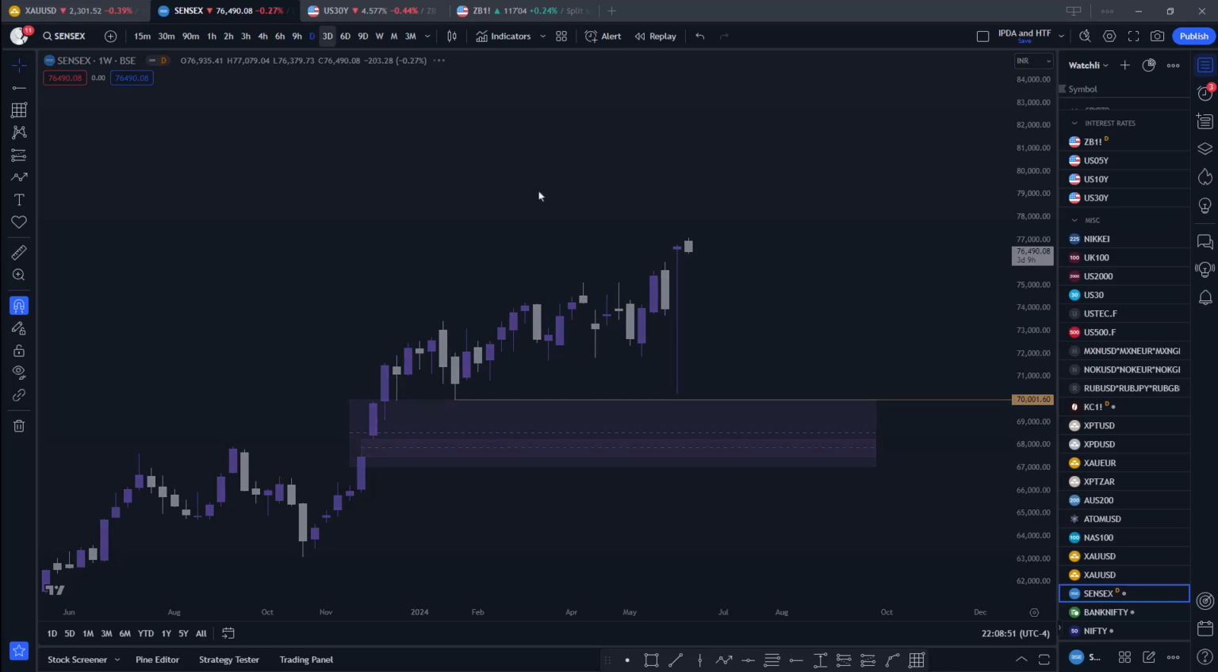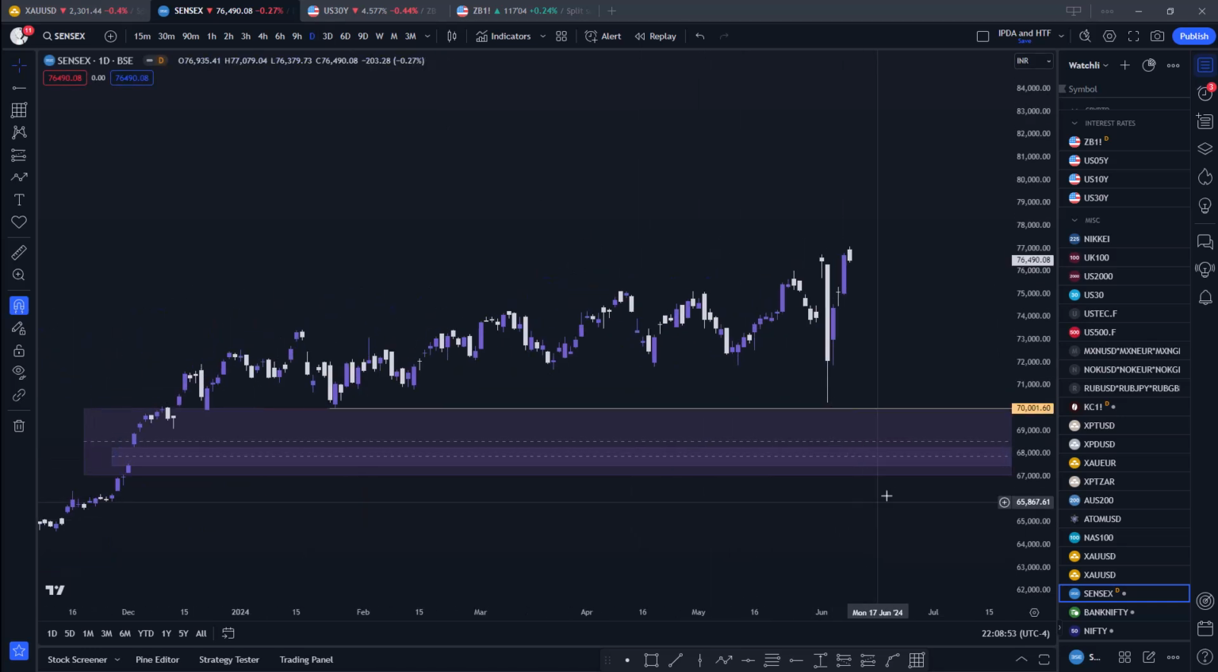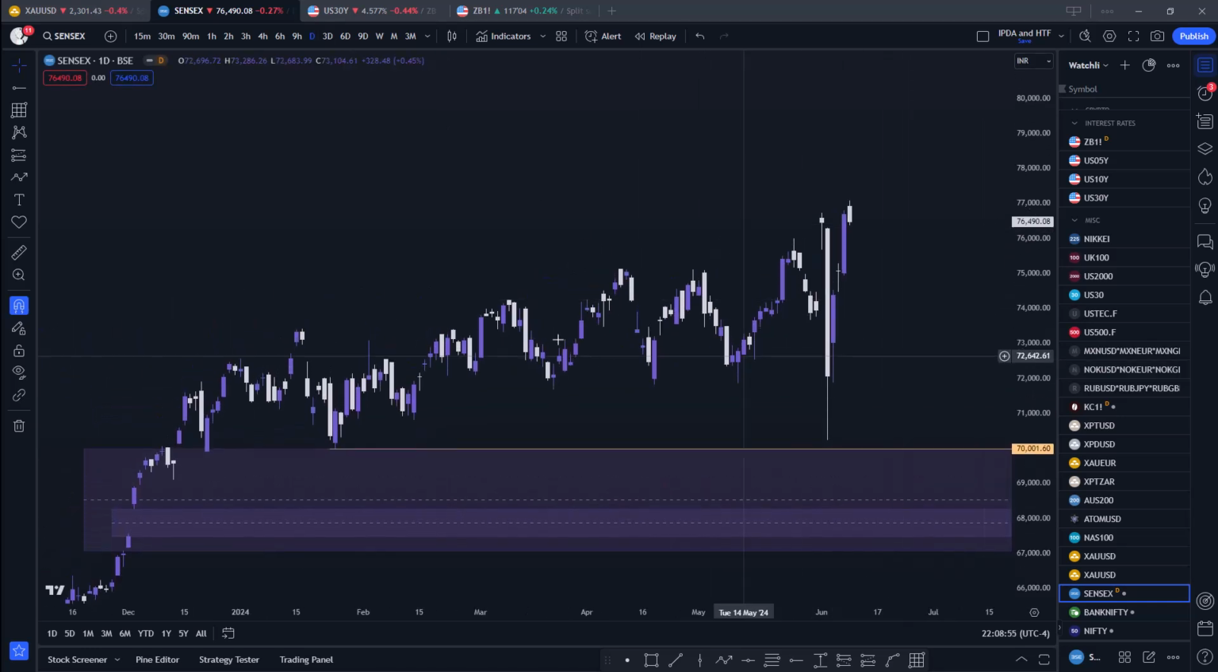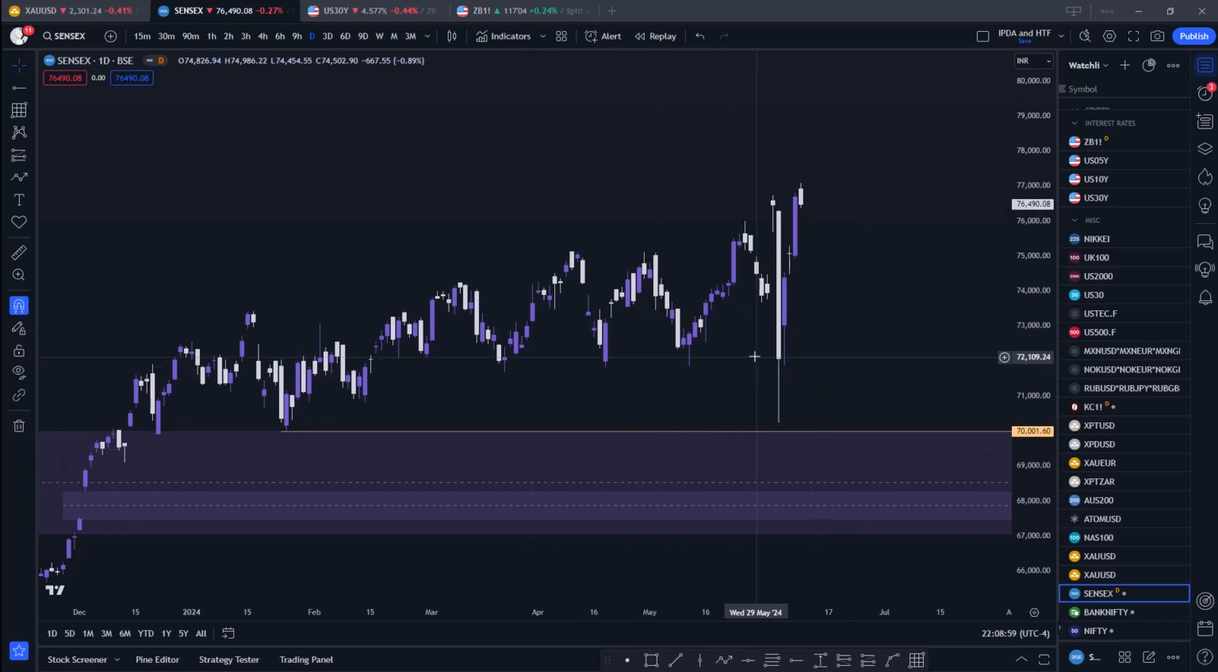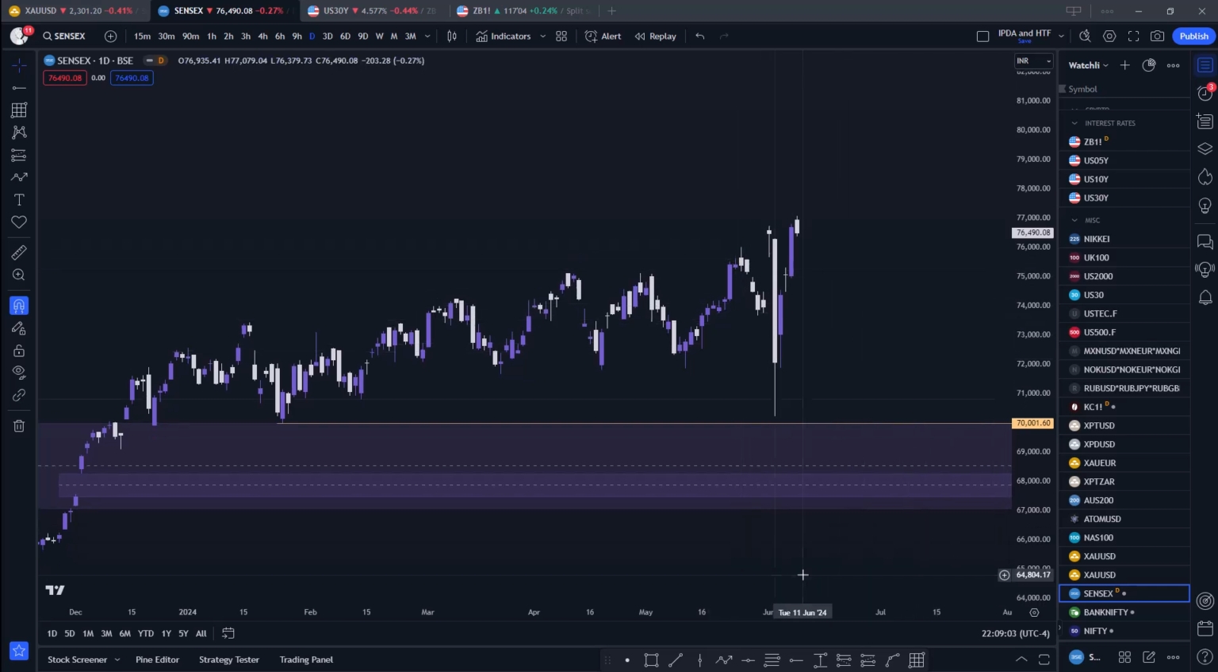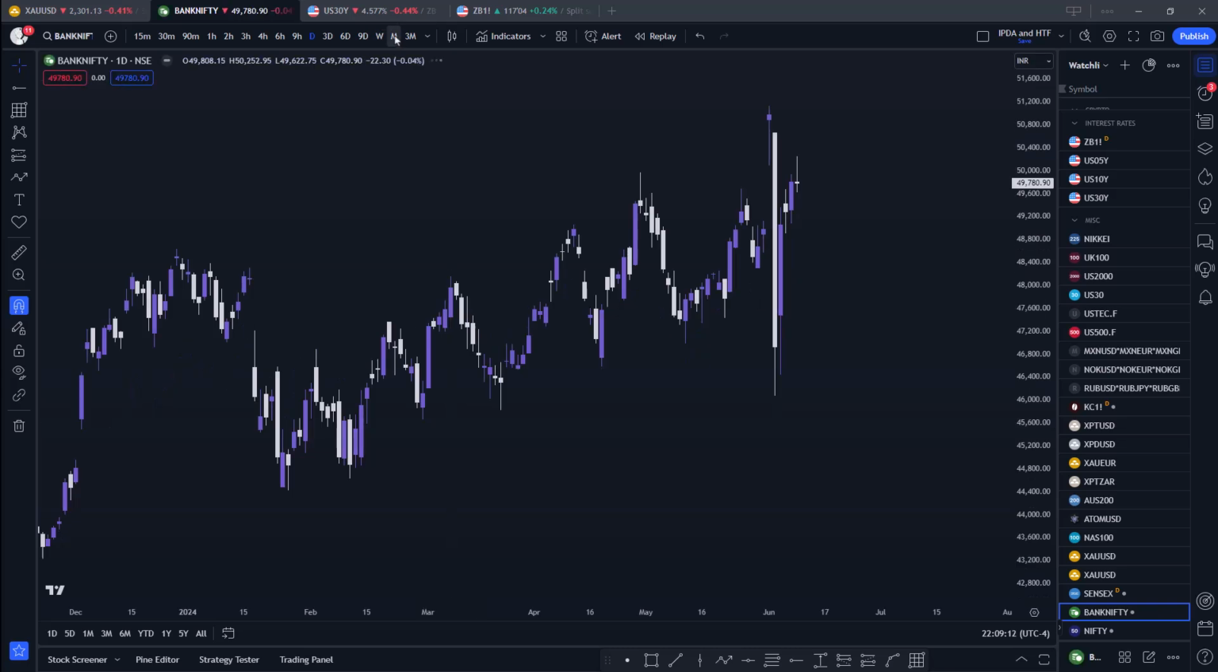On the daily time frame, I don't see much but more inefficiencies, because this is not a daily traded instrument, I said, from what it looks like, from what I'm seeing. So let's see if price can come down into this inefficiency from the weekly and monthly time frame, then continue higher from there. And now we move on to Bank Nifty.